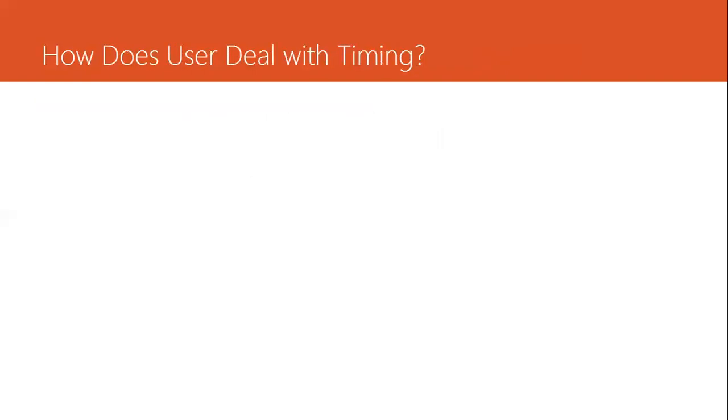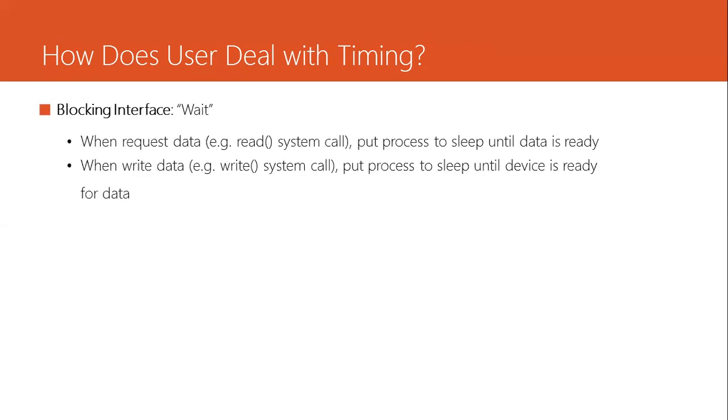Let's now talk about the timing of access to these devices. We have the blocking interface that tells the processor to wait when requesting data. So you go to read or write, and your thread is put to sleep until the data is ready. Similarly, when you write, your thread is put to sleep until the data is accepted. This is the standard way that we do things, right?